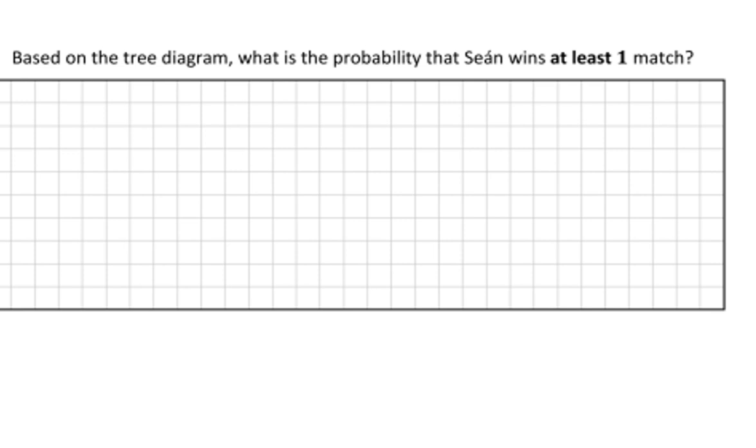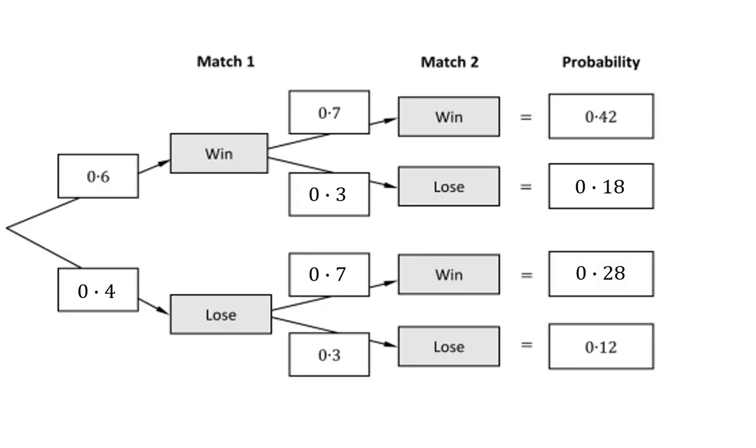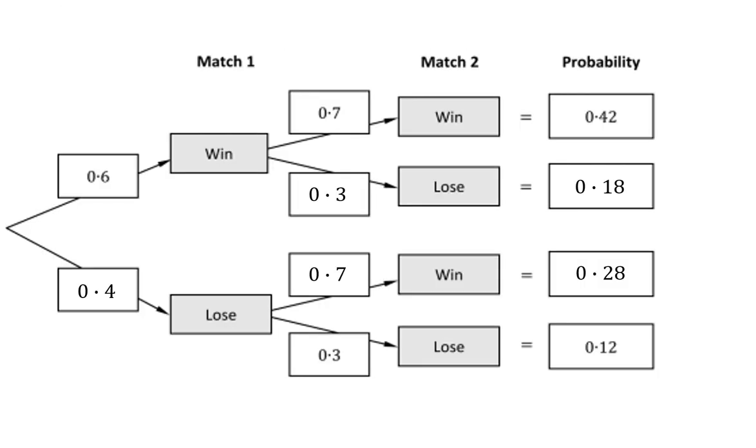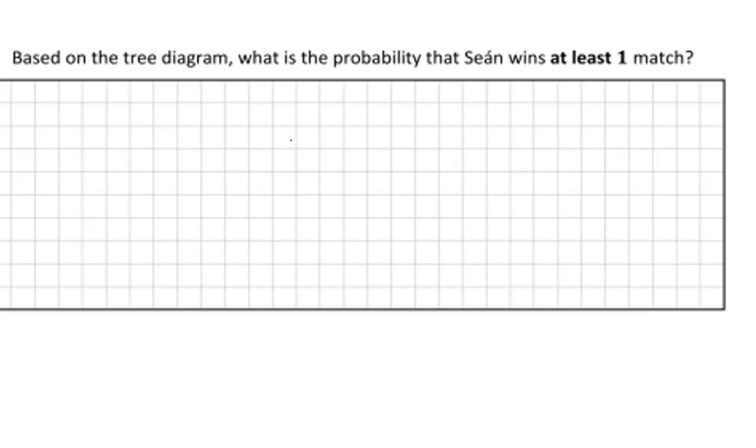Based on the tree diagram, what is the probability that Sean wins at least one match? Now we need to be really careful here. Winning at least one match. So I suppose what I need to be thinking of here, up here, he wins one match and he wins a second match. But what does the question say? That he wins at least one match, isn't it?